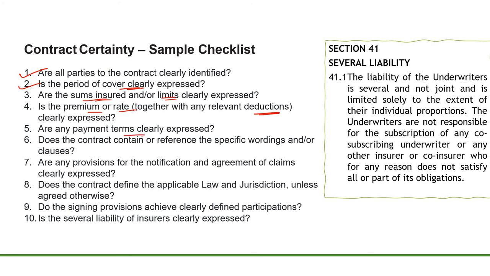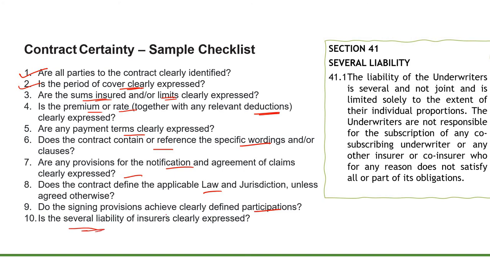Are there any payment terms which require some sort of clarification? Say, for example, if the payment is on an annual, monthly, or quarterly basis, does the contract contain the reference wording? If yes, then you must provide the reference wording in detail. Is any provision for the notification and agreement of the claim clearly expressed? Does the contract define the applicable law and jurisdiction? Is the signing provision achieved or clearly defined by all the participants? And then, is the several liability clearly expressed?